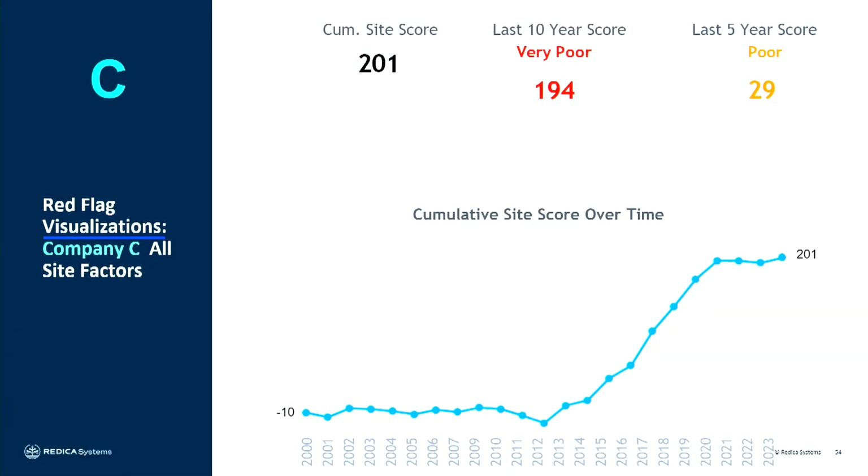Now let's go to the next one, which I call Site C. You can see the cumulative score. The last 10-year score we call very poor. We have cutoff numbers for very poor and good and great. And so this one's kind of interesting to me. You can see from 2000 up to about 2012, it looks pretty good as far as these cumulative scores go, but something happened. And over the last 10 years, it got very poor, although there's been some improvement in the last 5.